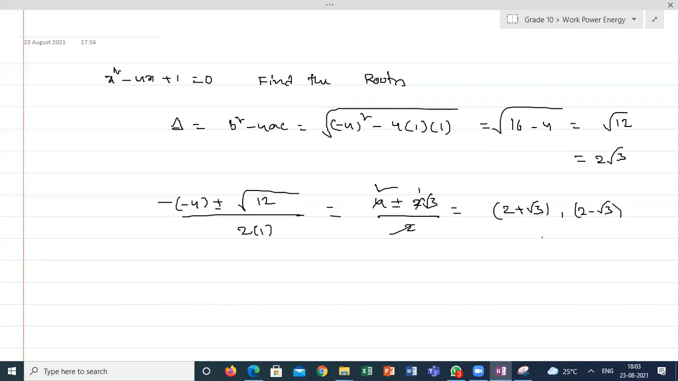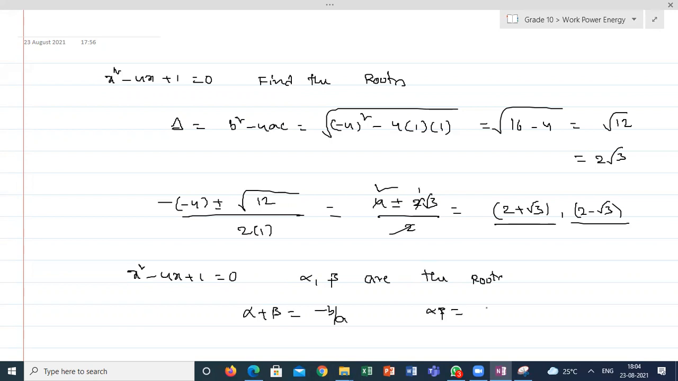So I will tell one thing. Why is it conjugate? Why should it not be conjugate? See, if I'm taking x square minus 4x plus 1, there is a relation. If alpha, beta are the roots, the sum of the roots is minus b by a, and the product of the roots is c by a. Correct? Yes, sir. So here the coefficients are not always irrational. Even though the roots are irrational, the coefficients are real. Am I right?